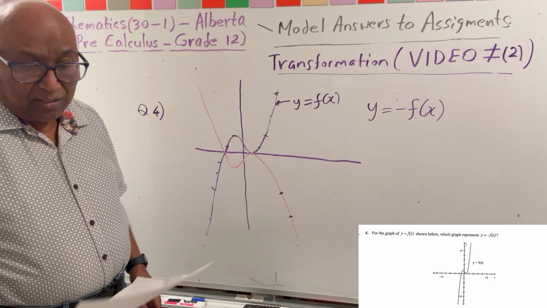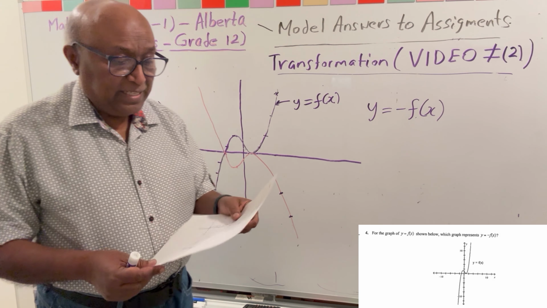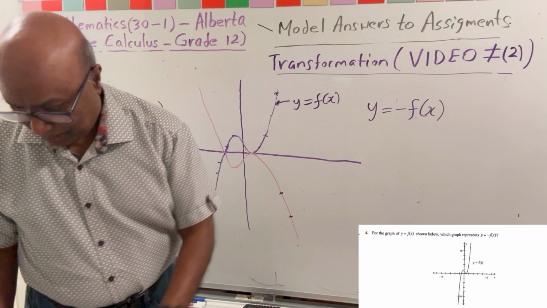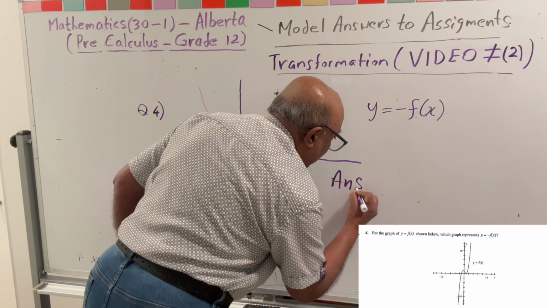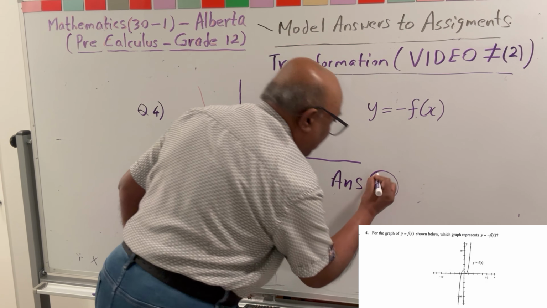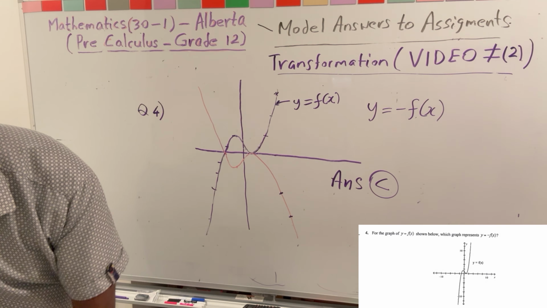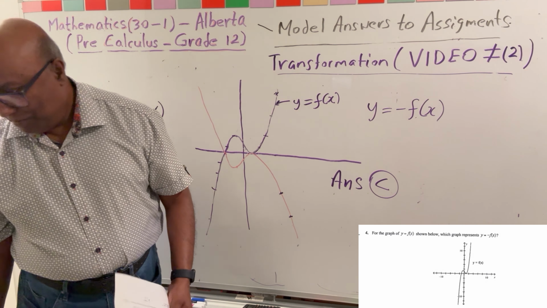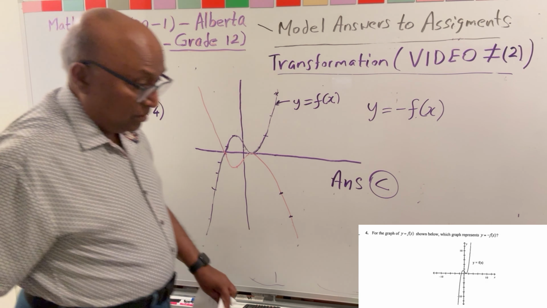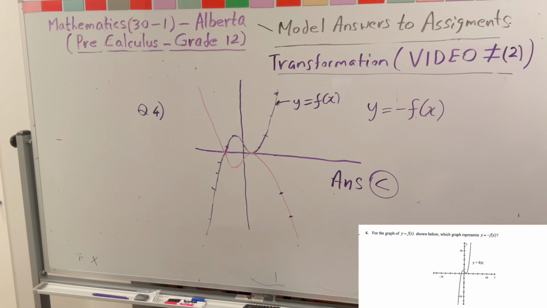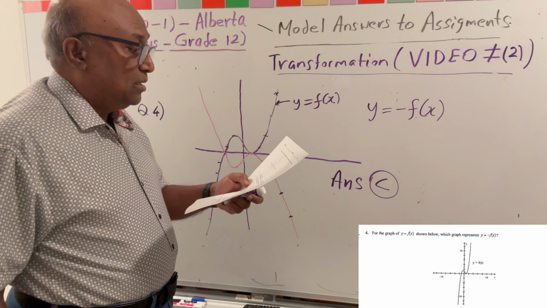Let's select the option to match with this red color graph. That is clearly option C. Not the question number, the answer is option C. Now we have done question number 4 carefully. Now let's jump into question number 5.